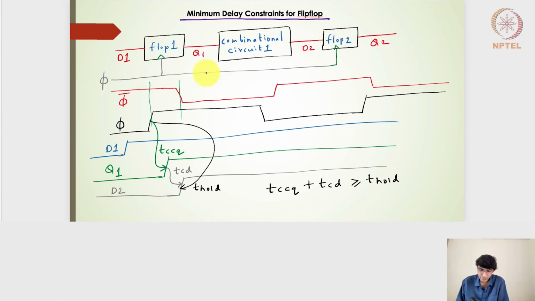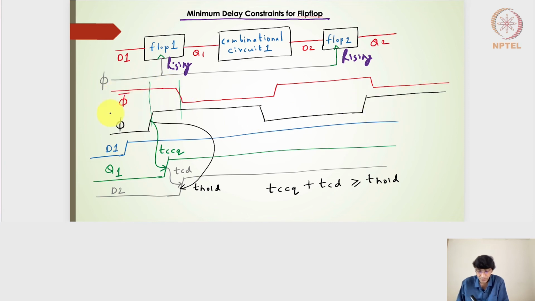Right. So if I look into this particular design, the same clock is given to flop 1 and flop 2. The D1 signal is given to flop 1 so that I get the Q1 output, which is given to combinational circuit 1. And then the output of combinational circuit 1 is fed to flop 2. So if I draw the clock here, remember that these flops are for the rising edges of the clock, right? So my clock is like this.